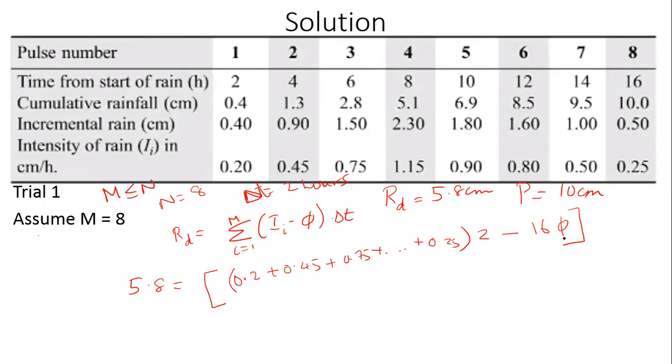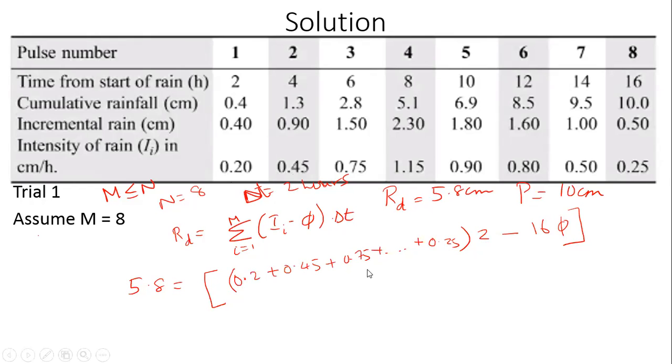Does everybody agree with what I've written over here? Yes. All I've done is take the rainfall intensities, and since the delta T's are the same, I can just add them all up and then multiply by the delta T. Instead of 0.2 into 2 plus 0.45 into 2 and all that, I've just taken the 2 out common. This is all fairly straightforward. And then this one is minus 16 into 5. Why is it 16 into 5? Because M is 8 and delta T is 2. 8 times 2 is 16. 16 times 5. No problem.